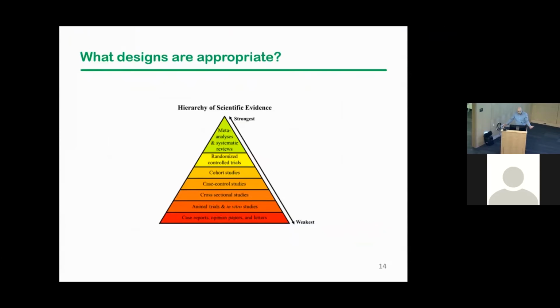So I just want to rehash this again: what designs are appropriate? For risk, randomized controlled trials, cohort studies, and cross-sectional studies are appropriate. These are the 3 that we can use risk in. For these other analyses, we would not be able to use risk, and I'll talk about that in a second.